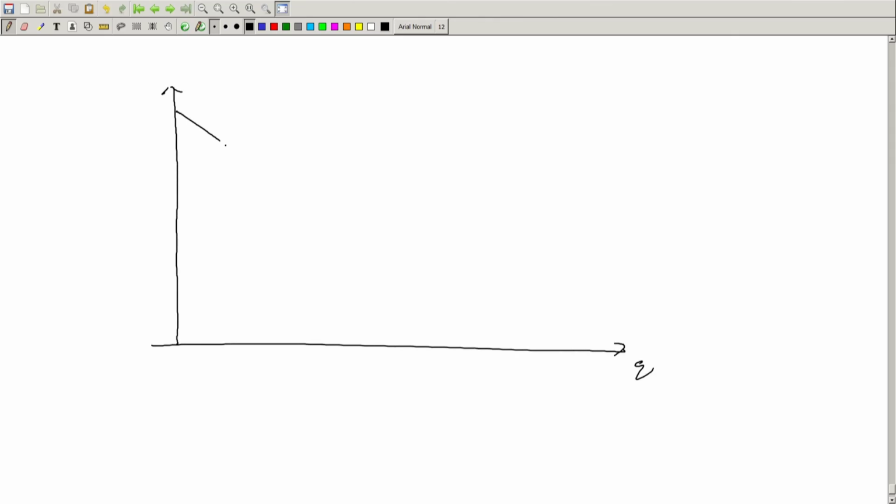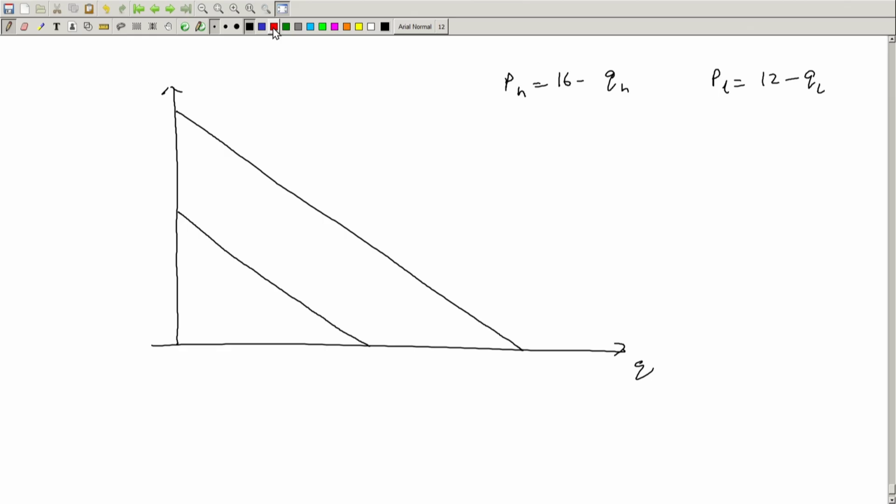So, essentially if you look at the willingness to pay schedule, this would have been the high type, this would have been the low type. So, PH is 16 minus QH, PL is 12 minus QL. So, essentially what is my QH star? So, my pricing scheme is such that I choose a QL star which is here, so that this gap and this gap are the same, and I will offer QH star which is equal to 16 for the L type, for the H type rather, right.